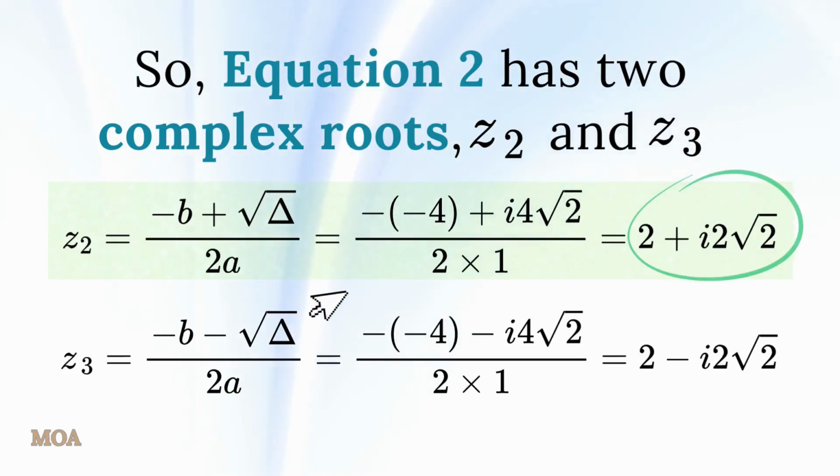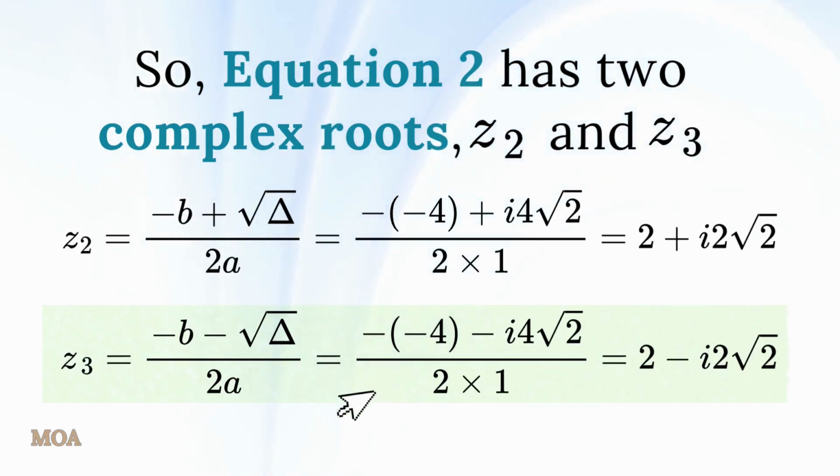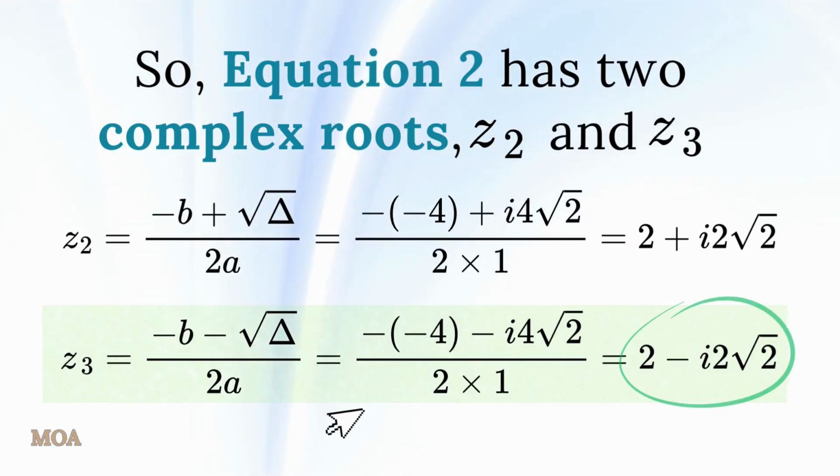After simplifying by 2, this yields z sub 2 equals 2 plus i times 2 times the square root of 2. Likewise, z sub 3 equals minus negative 4 minus i times 4 times the square root of 2, all over 2 times 1. After simplifying by 2, we obtain the third root expressed as 2 minus i times 2 times the square root of 2.